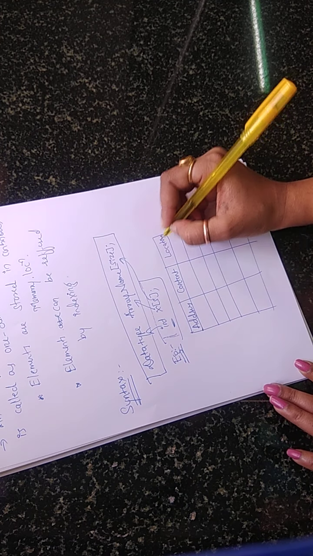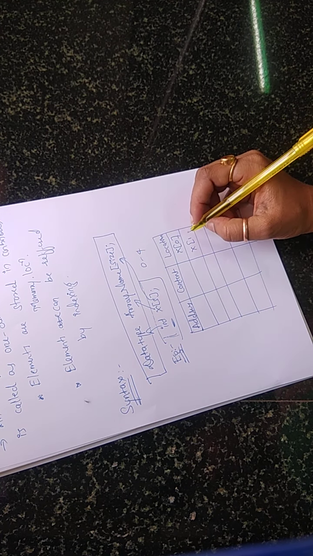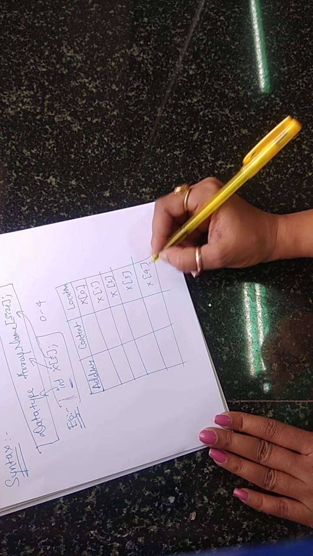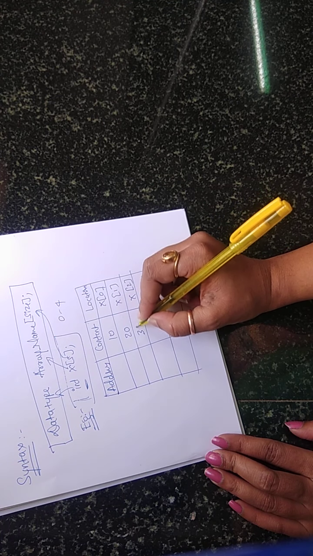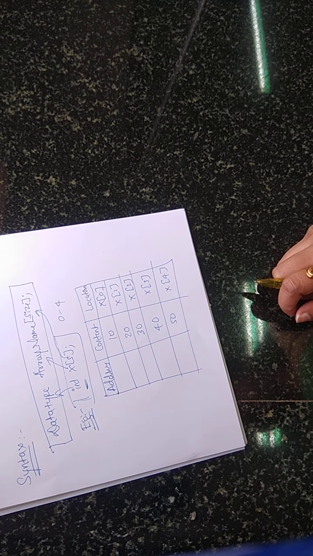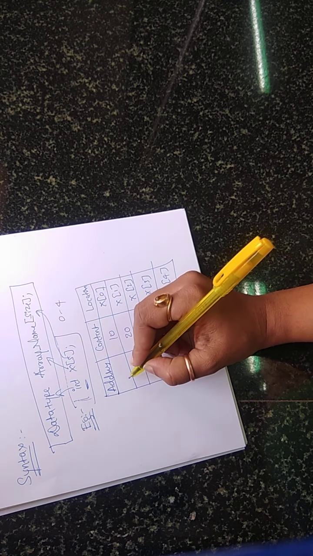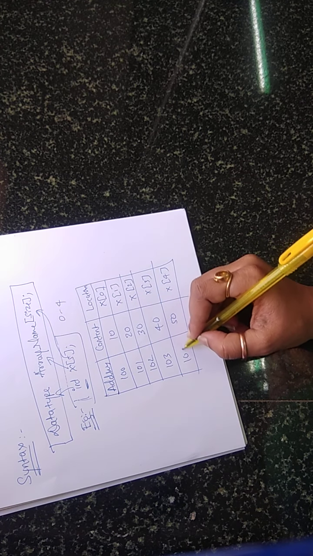So location is nothing but 0 to 4. 5 is the size, so I can call it x of 0, x of 1, x of 2, x of 3, x of 4. The elements in the array I had entered are 10, 20, 30, 40 and 50. Now the addresses we can take as 100, 101, 102, 103 and 104.